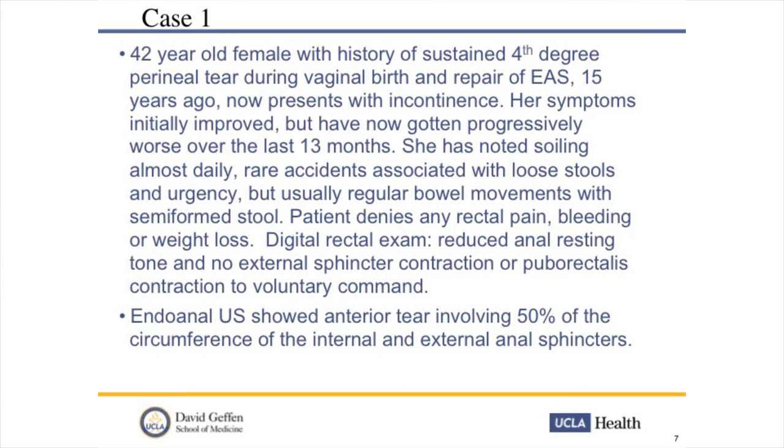On the digital rectal exam, there was a reduced anal resting tone. There was no external sphincter contraction or puborectalis contraction to voluntary command. She was referred to an endoanal ultrasound, which showed anterior tear, and that involved greater than 50% of the circumference of the internal and external anal sphincters.